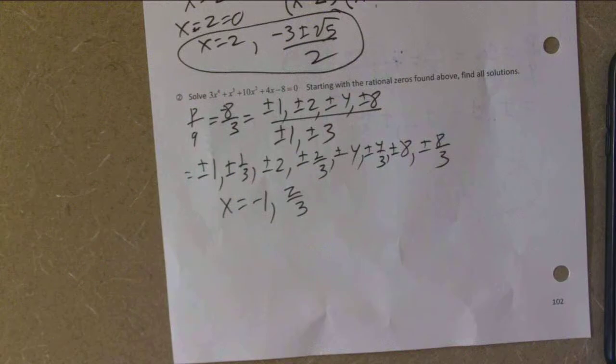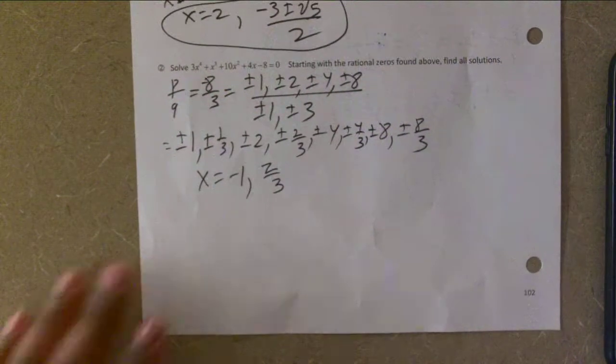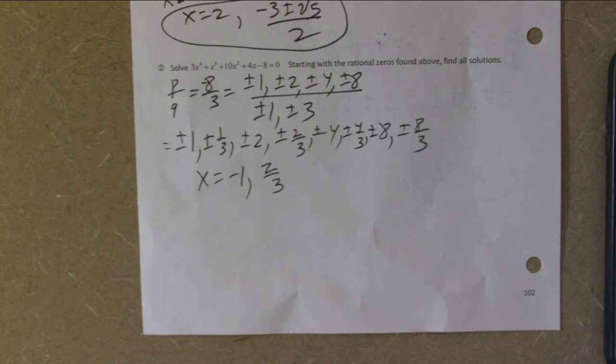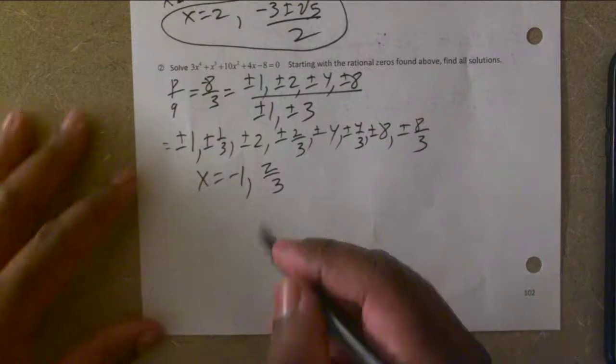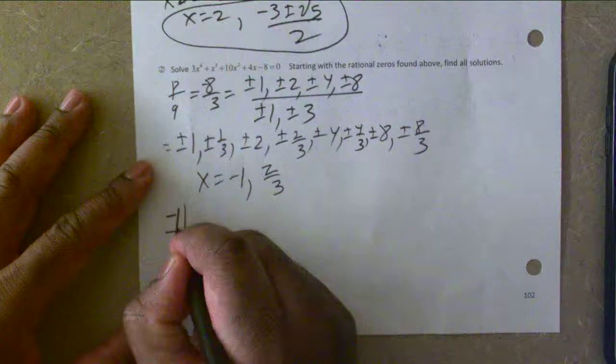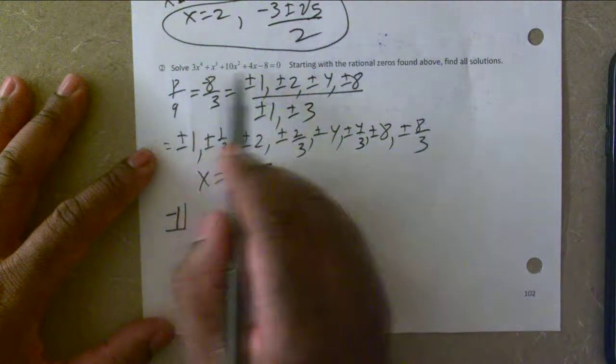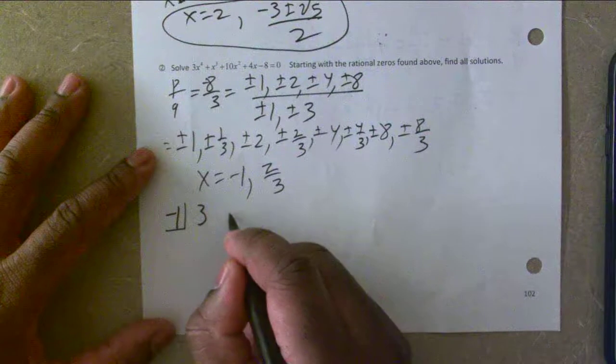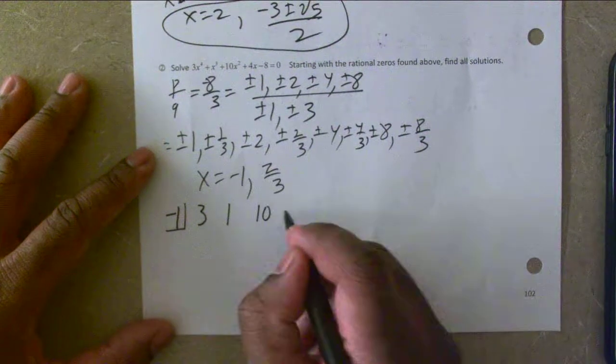Okay, now, we need to do synthetic division. My question to you is this here. Which one of these should we use for synthetic division, the negative 1 or the 2/3? Okay, we could try the negative 1. So we'll do our divisor here of negative 1. The coefficients will be 3, 1, 10, 4, and negative 8.